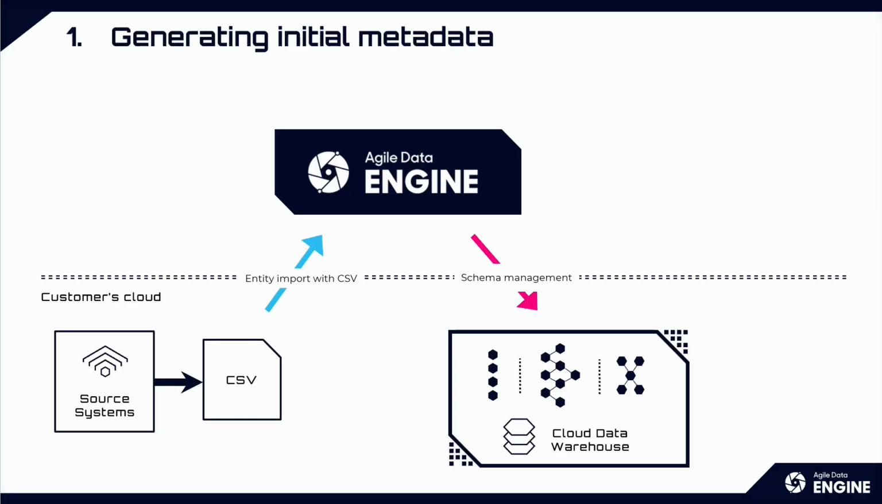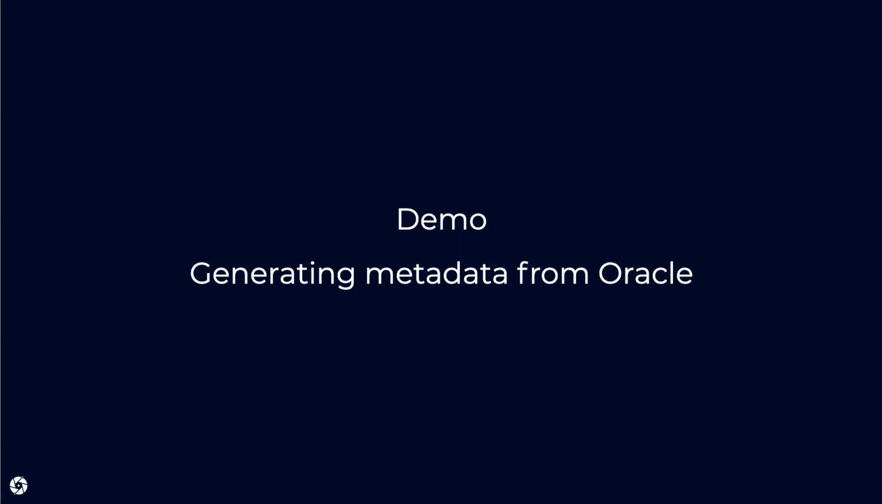In ADE, we have entity and mapping import functionality to generate entities and mappings from CSV. For example, we can run a SQL query to the source system, export CSV, and import that CSV to ADE. In that way, ADE can generate the schemas to the target database according to metadata. Let's move on to the demo.